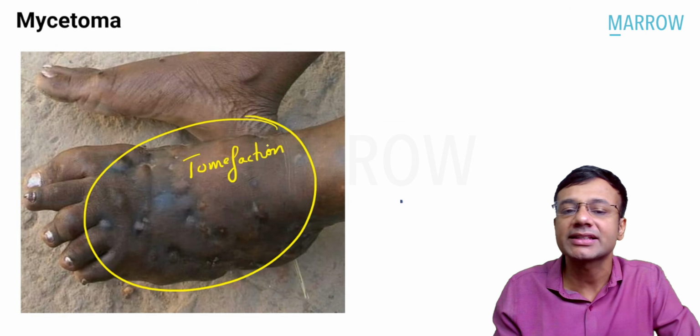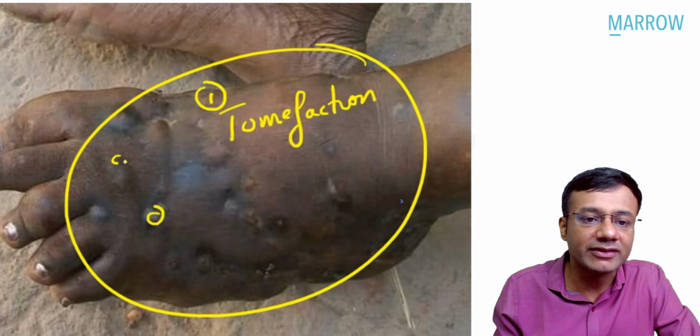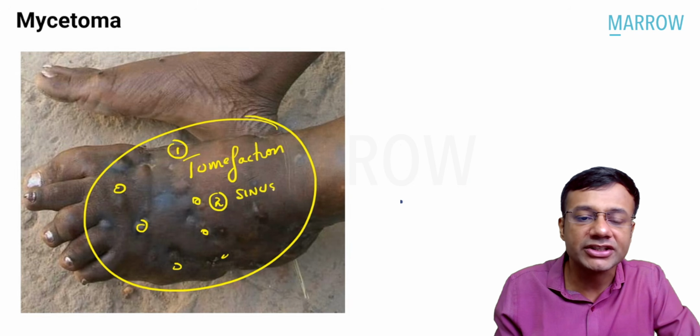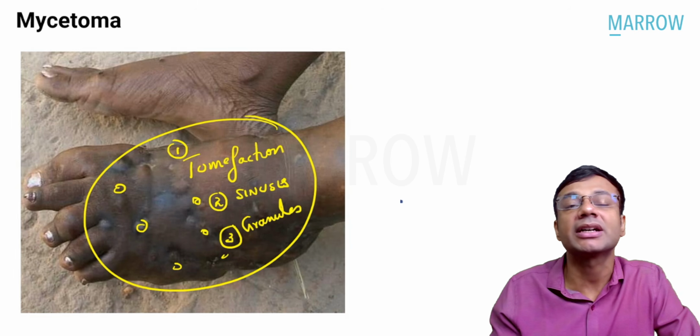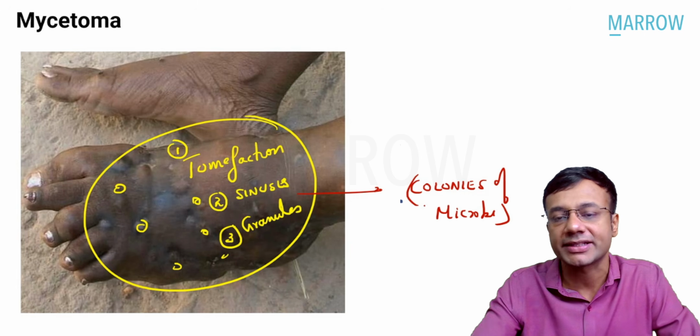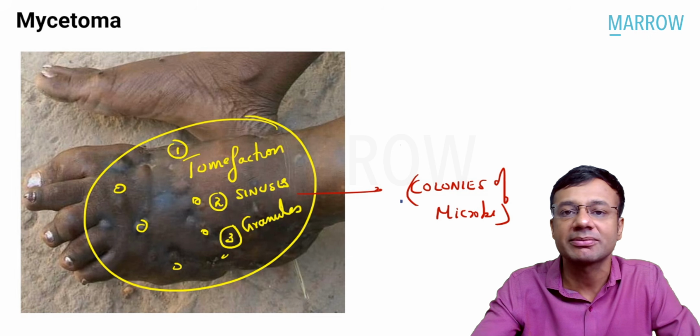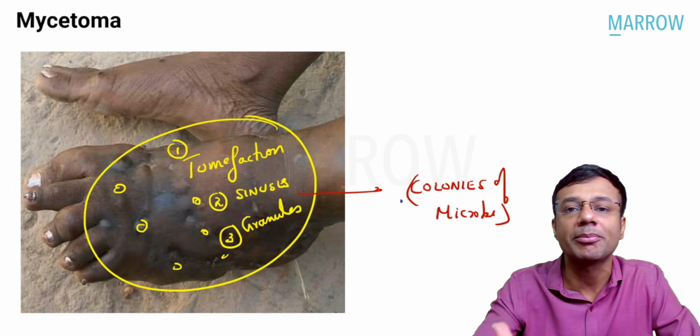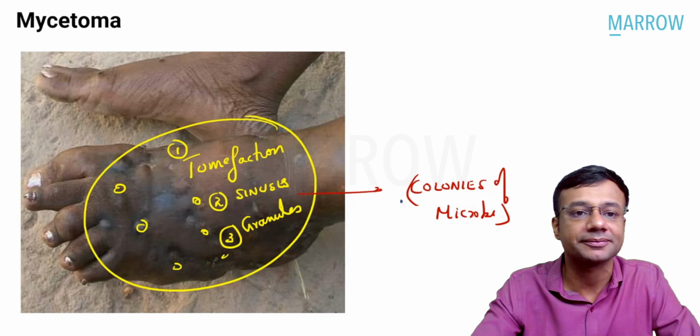So tumor-like swelling, this is the first component of the triad. Second, we have some healed sinuses, which is the second component. And generally, the third component is going to be in the form of discharging granules. And always remember, students, if somebody asks you, what are these granules? These are colonies of the microorganism. So, two questions from implantation mycosis, that is mycetoma and sporotrichosis, again re-emphasizing how important fungal infections are.